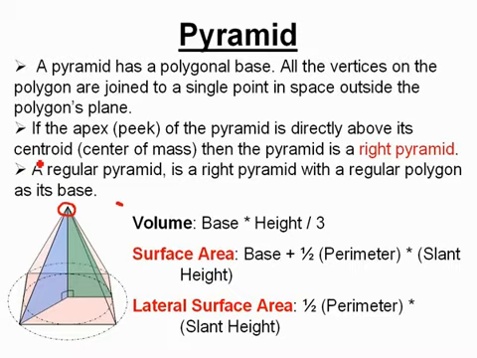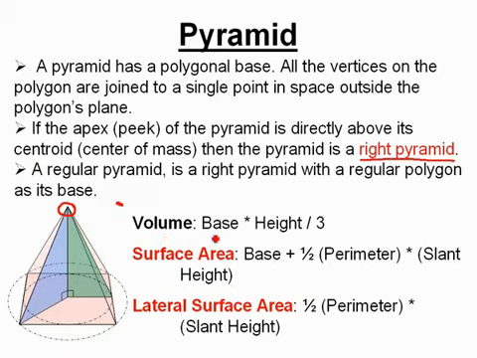A regular pyramid is a right pyramid with a regular polygon as its base. So you'll see how I color-coded. A right pyramid is in red. That means that the formulas below, in red, only apply to a right pyramid. However, the volume applies to all pyramids.